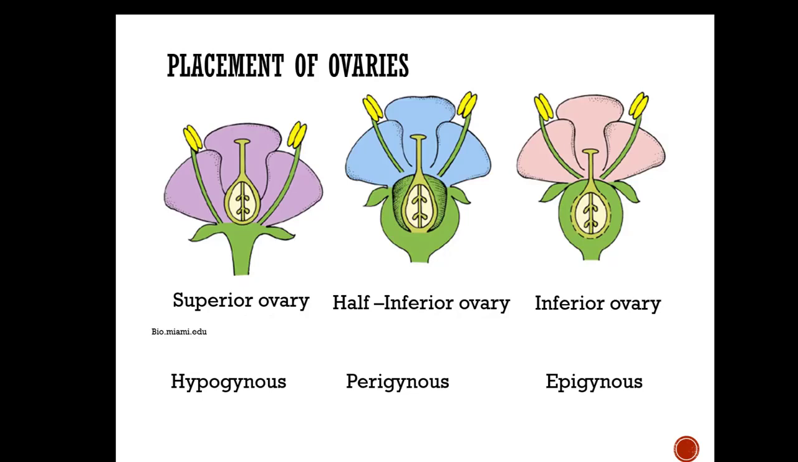And what that means is hypogynous means the ovary is superior. It's above the petals, it's above the stamen, it's above the sepals. Perigynous is half inferior, so some of the ovary is going to be below other portions of the flower. So you can see here we've got the petals and the stamen are above the ovary and the sepals are below or around it. And then inferior is when everything around the flower is above it.